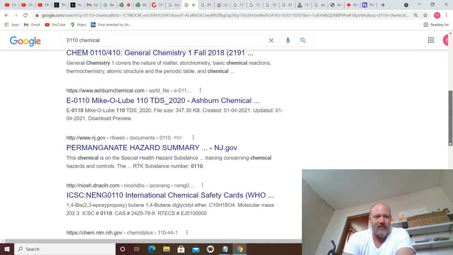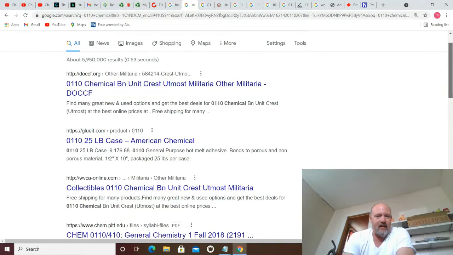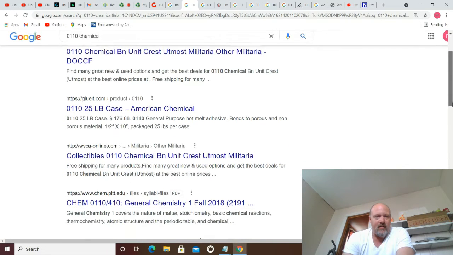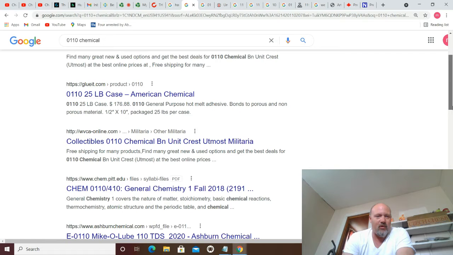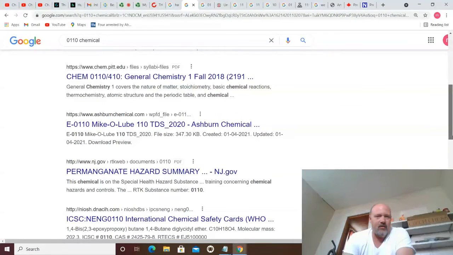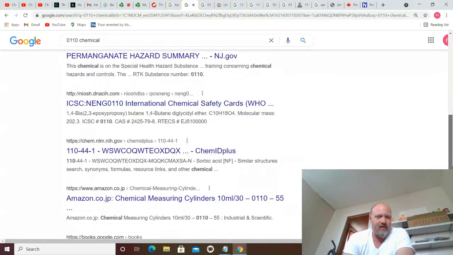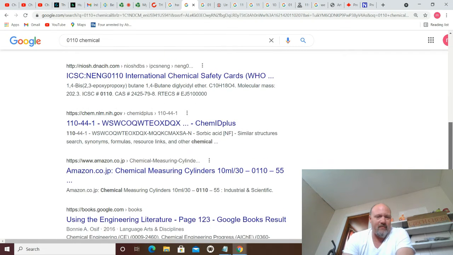So you've also got a few other things here. You got 0110 chemical BN unit crest. I don't know how important that is. You also have 0110 25 lb case, American Chemical. It's a hot melt adhesive. So you got general chemistry from the University of Pittsburgh. That means they could hit anything at the University of Pittsburgh, I think, with the quantum computer at that point.